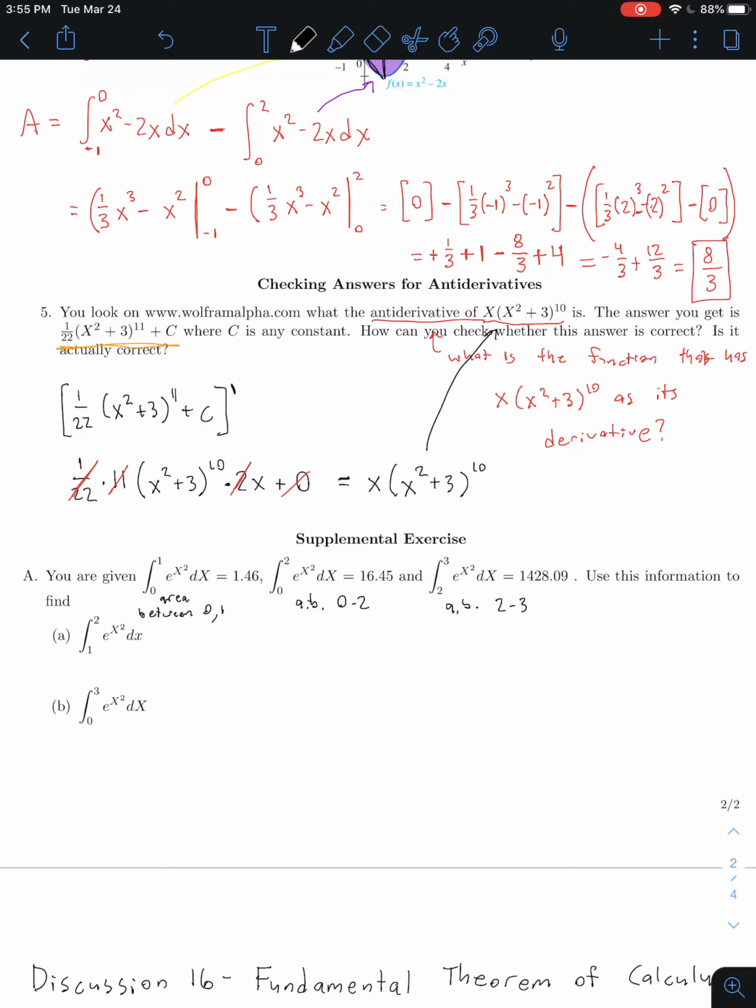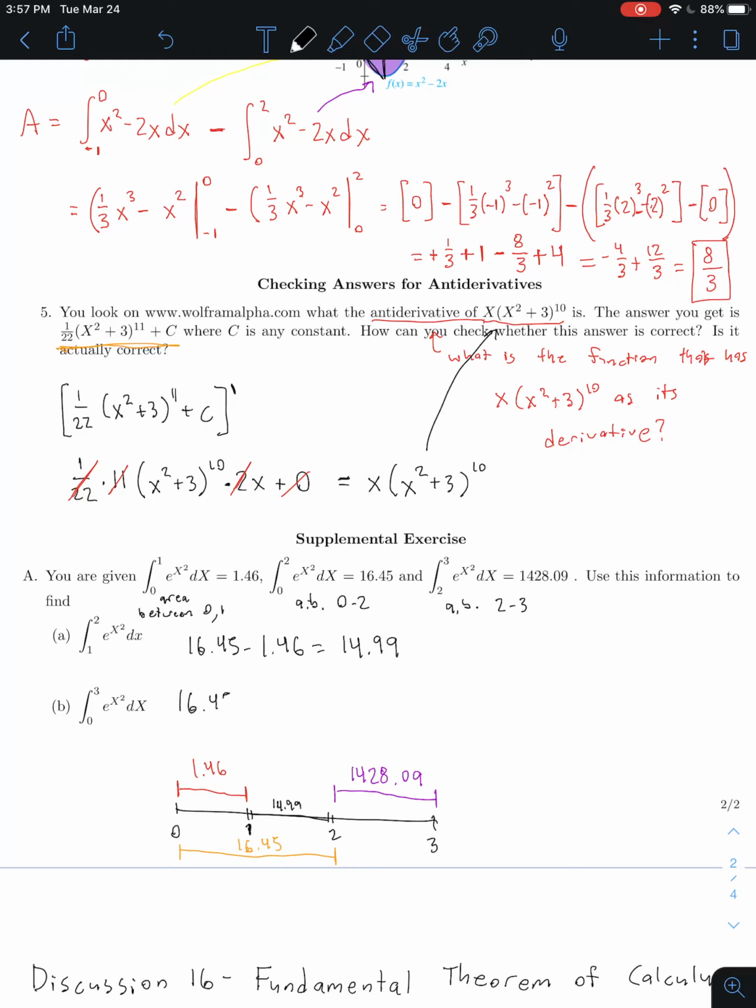For part B, now we want to know the area from 0 all the way to 3. Looking at our picture again, this is going to be the orange area plus the purple area. 16.45 plus 1428.09. If we do that addition, we're going to get 1444.54. That's the total area.